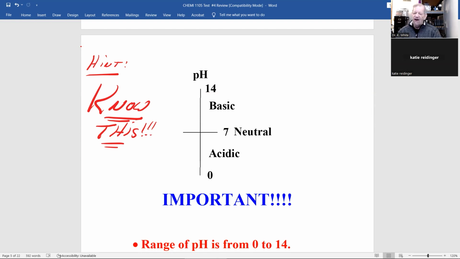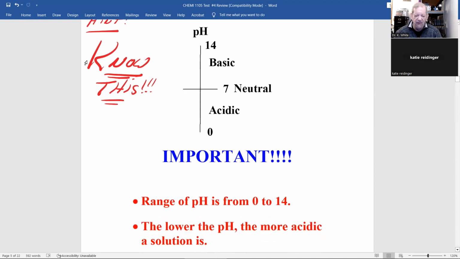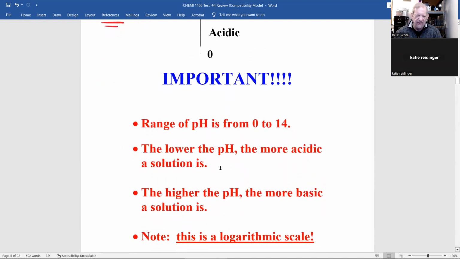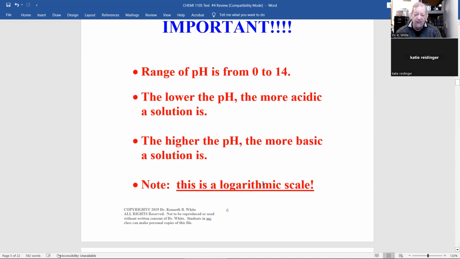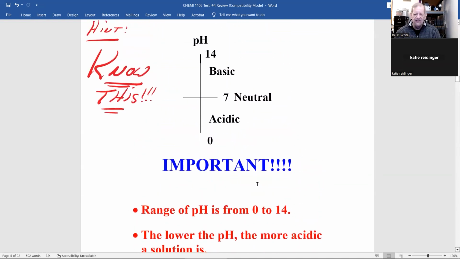Know this. Of all the things I'm going to teach you this semester, this is probably the most important. Notice the lower the pH, the more acidic; the higher the pH, the more basic. By the way, this is a logarithmic scale. The difference between a pH of 6 and 7 is 1.0 times 10 to the 1 power of the concentration, a 10 times difference. So each number is a factor of 10, but I won't ask that on the test. But you should understand the scale.